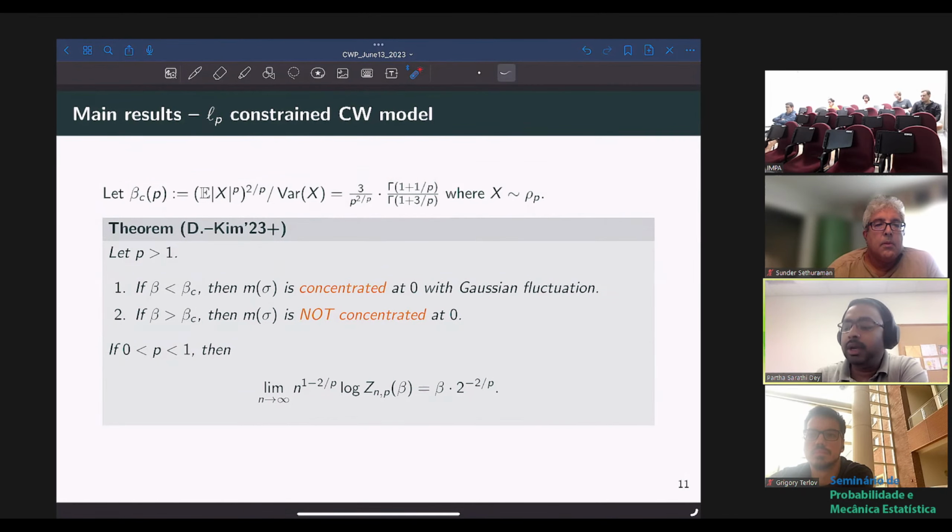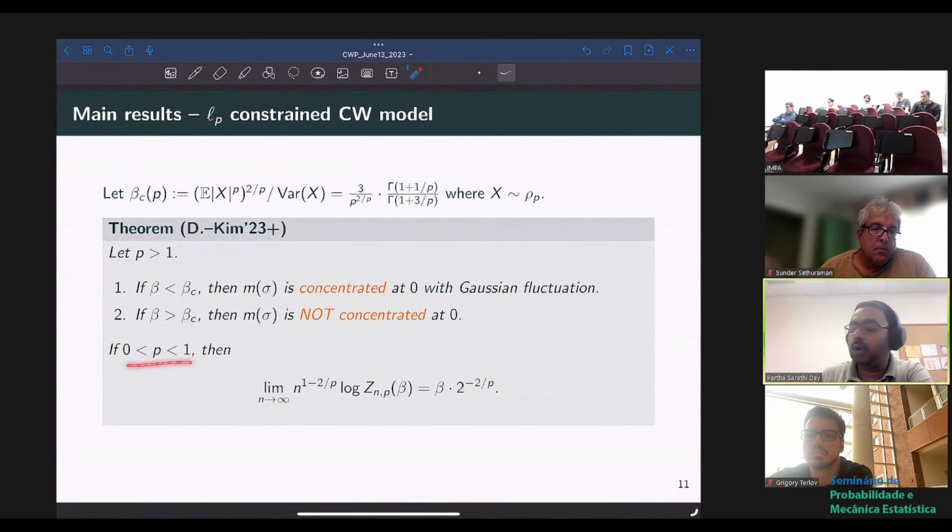So for any p bigger than 1, if beta is less than beta c, then m sigma is indeed concentrated at 0, and one can prove a Gaussian behavior. So root n times the magnetization has a limiting normal with mean 0 and appropriate variance. And if beta is bigger than beta c, then the magnetization is not concentrated at 0. That means there is an open neighborhood around 0 such that the magnetization is concentrated outside that open neighborhood.